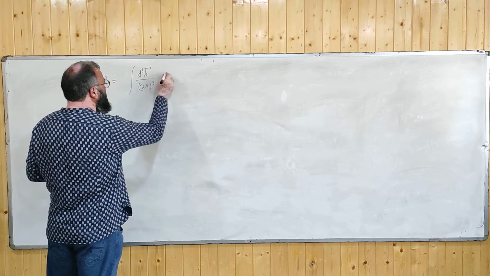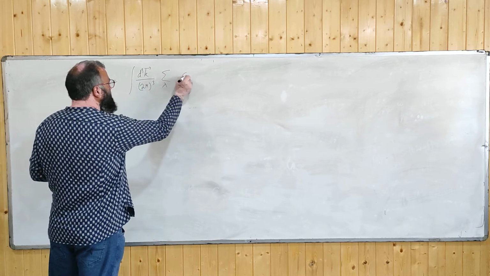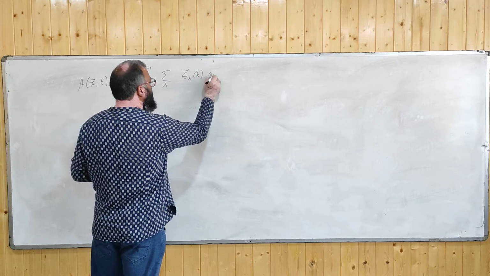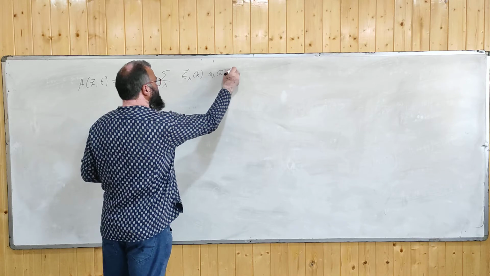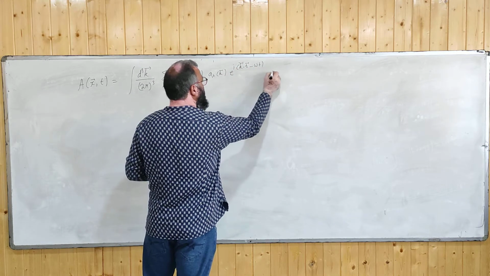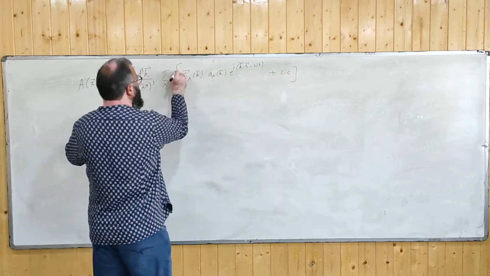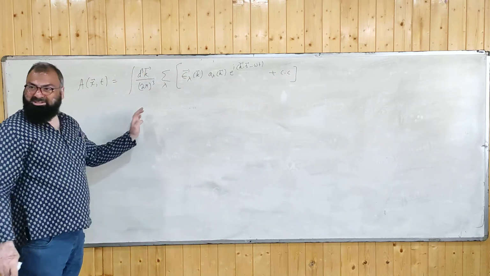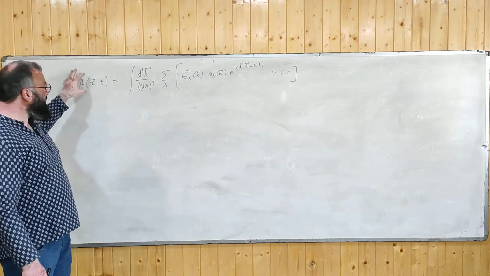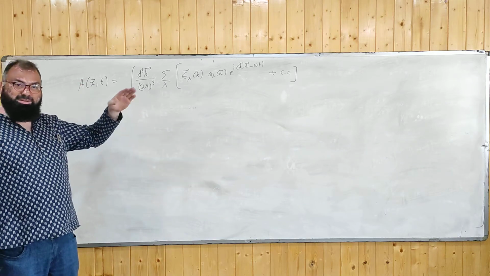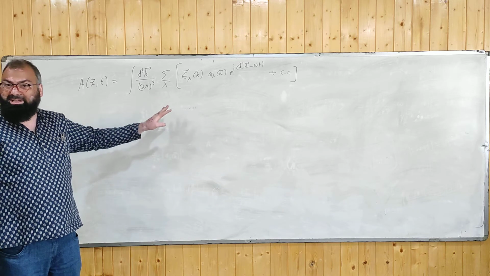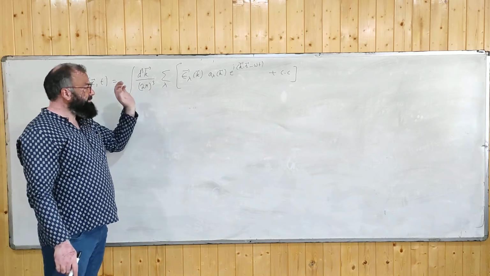Summation over lambda, epsilon lambda a, lambda a e raised to the power i(k dot r minus omega t), plus the complex conjugate of the first term. Now look here, it is simply the Fourier decomposition into the modes. So you are summing over modes, taking A of x, t and decomposing it into the Fourier modes. This is a simple decomposition of a time dependent field. Okay, Fourier decomposition of the time dependent field A.